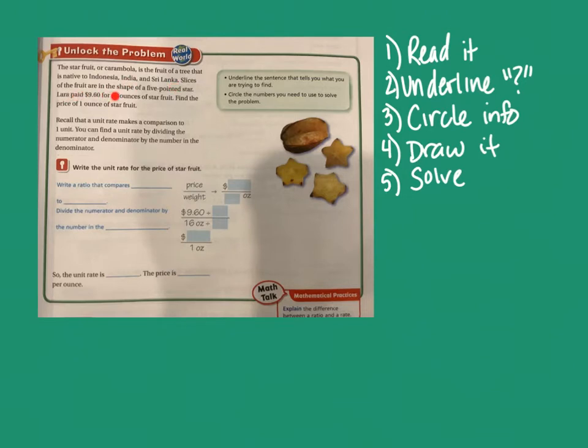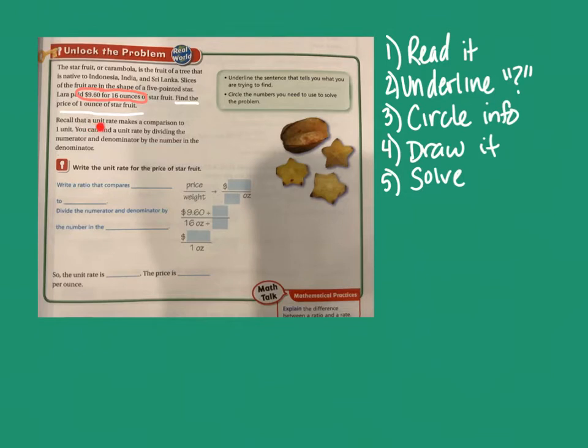Slices of the fruit are in the shape of a 5-pointed star. Lara paid $9.60 for 16 ounces of star fruit. Find the price of 1 ounce of star fruit. Underline the question. They want us to find the price of 1 ounce of star fruit. Circle the information they gave us. They said she paid $9.60 for 16 ounces of star fruit.